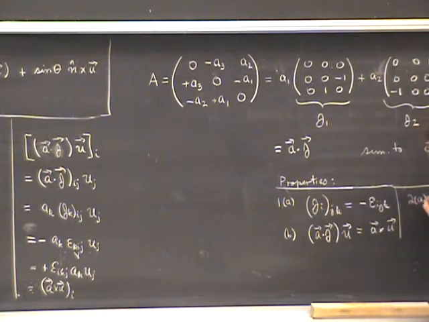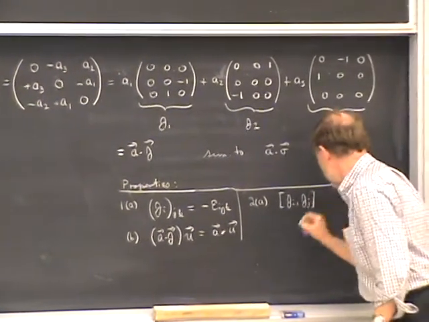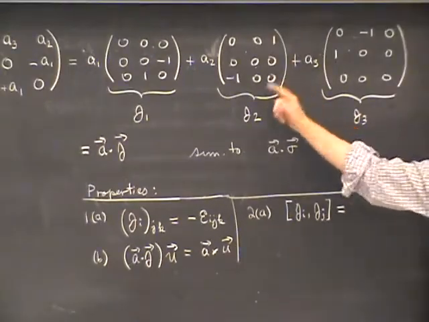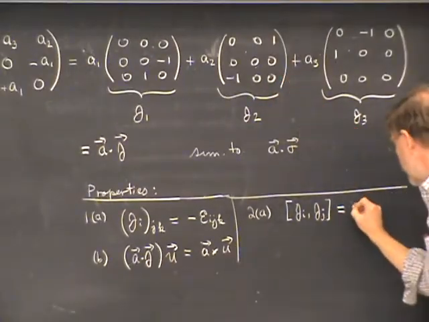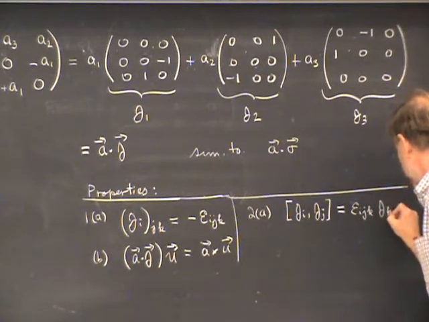Now, there's a second set of properties I'll call 2a and 2b. These are commutation relations. If we compute the commutation relations of two of these J matrices, J_i with J_j, which you do just by doing the matrix multiplication, you'll find that this is epsilon ijk times J_k.